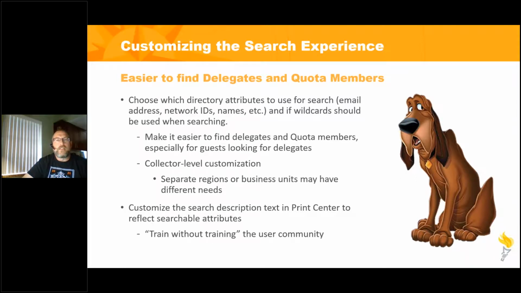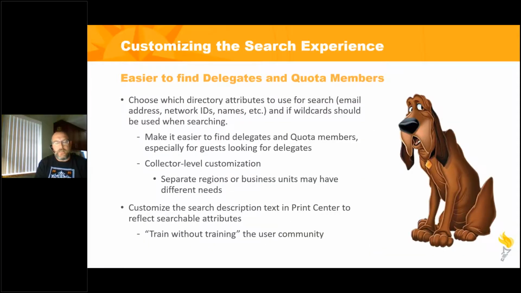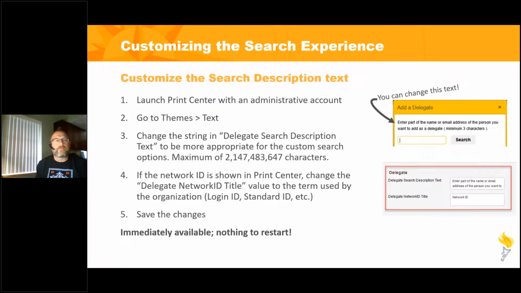The cool part is that you also can change the header of what's inside this search dialog box for add delegate, for example. So you can say, hey, you can search by name, email address, or location code. And then you can deploy that, and you can basically train the users without training them. And you can roll it out a lot quicker that way.